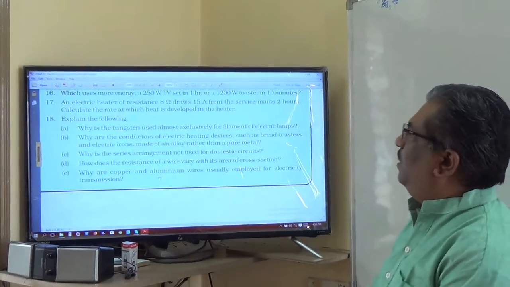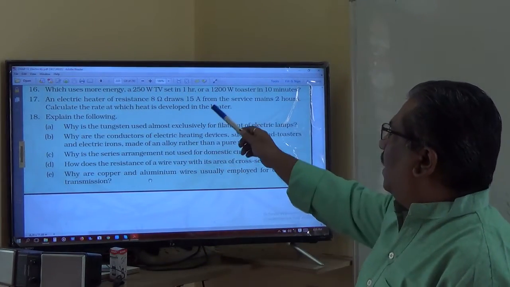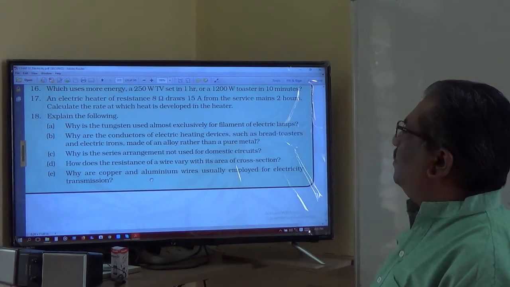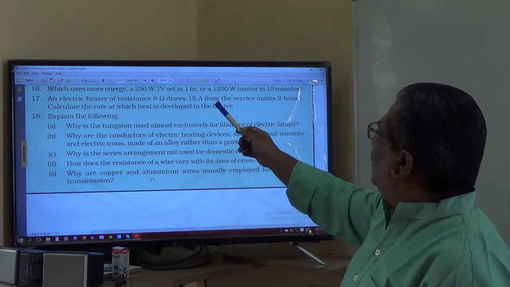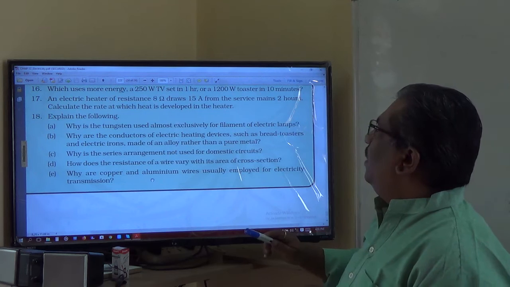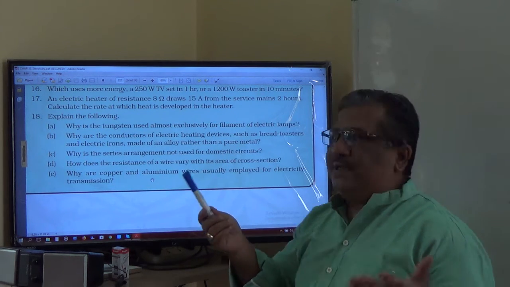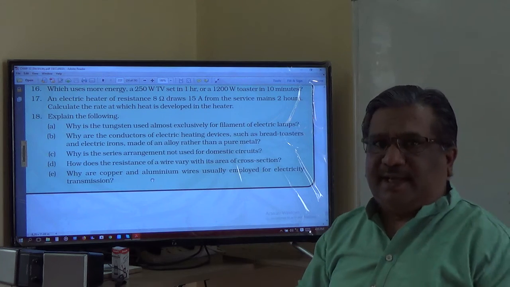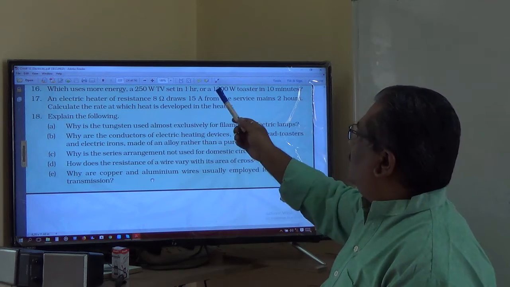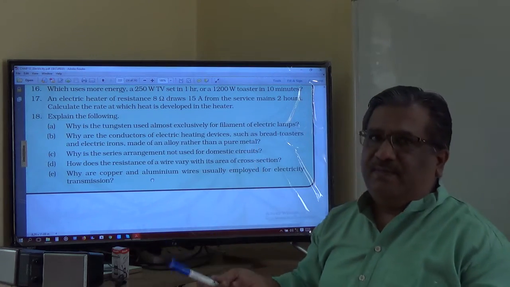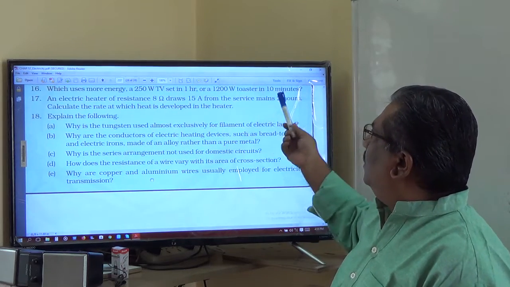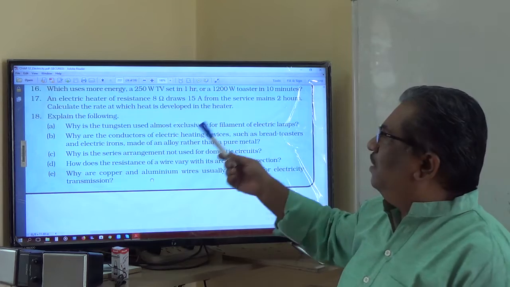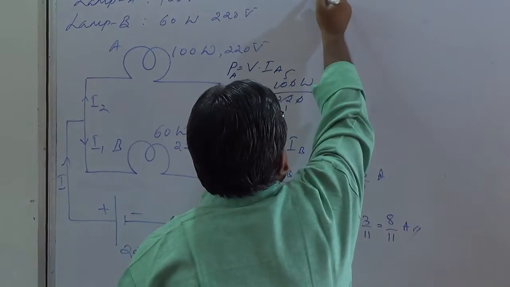Which uses more energy, 250 watt TV set in 1 hour or 1200 watt toaster in 10 minutes? What I can suggest is, watt is given, time is given. Time is given in terms of hour here and it is minutes here. I can use kWh as an energy, or you can use joules. If you want to calculate joules, convert hours into minutes into seconds. In case I use kWh, use kilowatt and hour. So 16th we'll solve now.